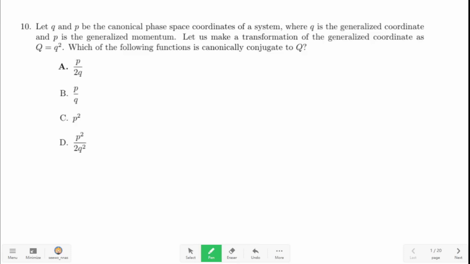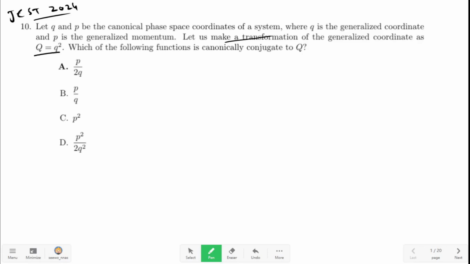Let's see how to do this question from JEST 2024. Let small q and small p be the canonical phase space coordinates of a system where q is the generalized coordinate and p is the generalized momentum. Let us make a transformation of generalized coordinate as capital Q is equal to small q square. Which of the following functions is canonically conjugate to capital Q?